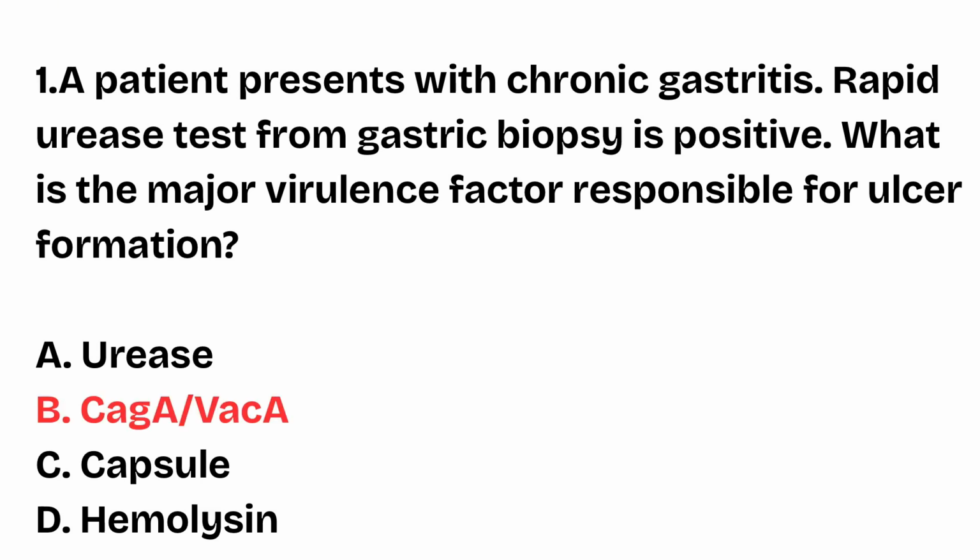The right answer is option B, CagA or VacA. CagA and VacA are major virulence factors of Helicobacter pylori. VacA causes vacuole formation and epithelial cell injury. CagA disrupts cell signaling and increases inflammation. Together they lead to ulcer formation.